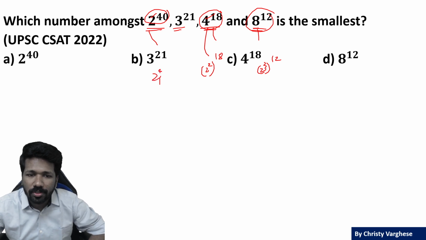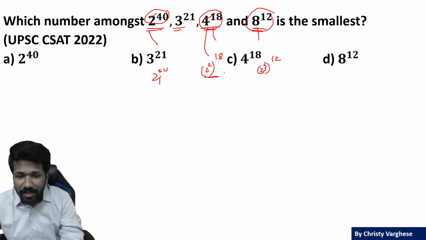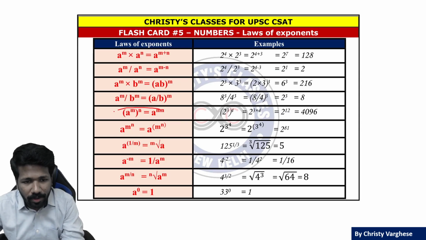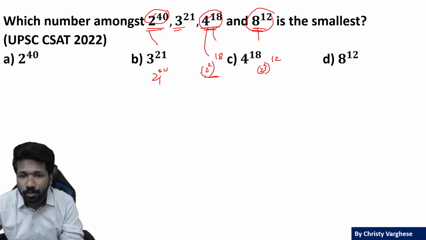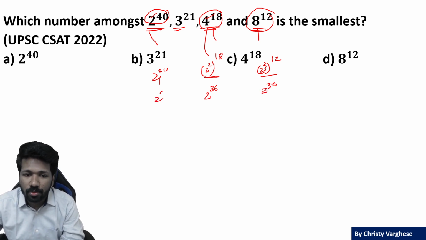First one is 2 raised to 40 and the third one is 2 raised to 2 raised to 18. Here is what I told. If you know this formula, you can directly apply it also, no problem. A raised to m the whole raised to n is a raised to m into n. 2 raised to 3 the whole raised to 4 is 2 raised to 3 into 4, that is 2 raised to 12. Same way 2 raised to 2 the whole raised to 18 is 2 raised to 2 into 18, that is 2 raised to 36. 2 raised to 3 the whole raised to 12 is 2 raised to 3 into 12, that is 2 raised to 36. And this is 2 raised to 40.